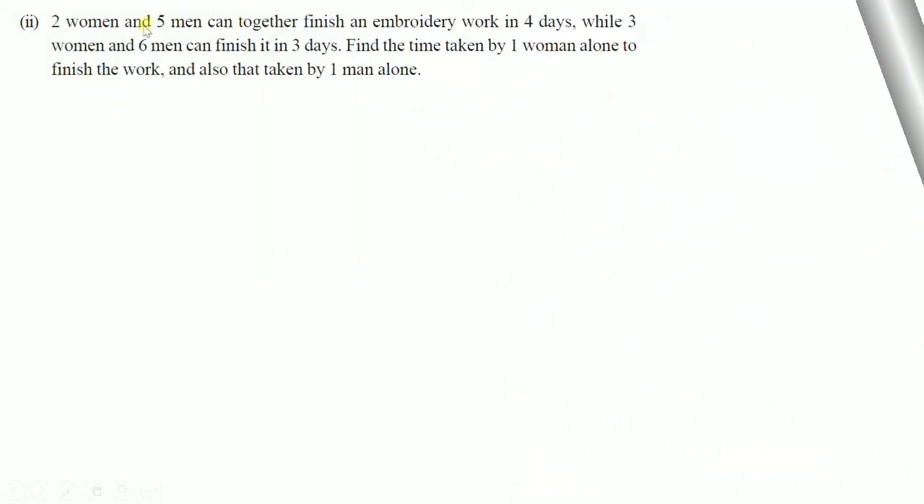Part number 2, which is very important. 2 women and 5 men can together finish an embroidery work in 4 days, while 3 women and 6 men can finish it in 3 days. Find the time taken by one woman alone to finish the work, and also that taken by one man alone. So let us go for the solution.